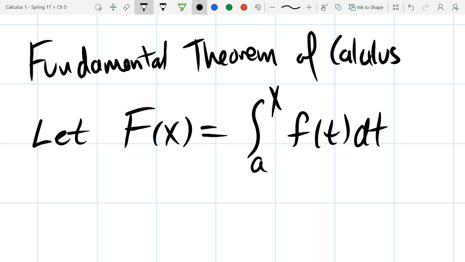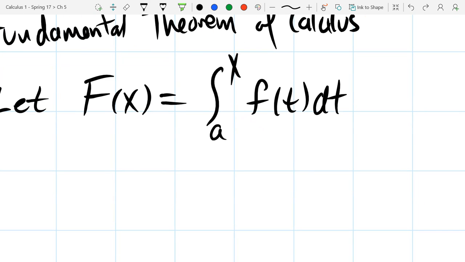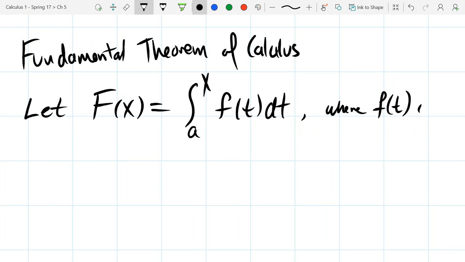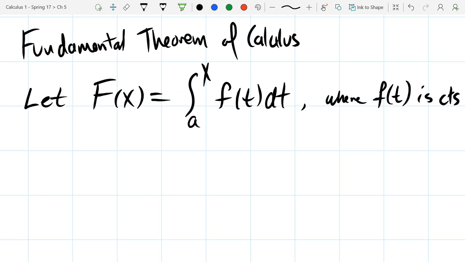The reason I'm using t's instead of x's on the inside is because I want to only use x's outside of the integral. And I also need this little f function to be continuous. So we're going to let F of x equal this, where little f of t is continuous. And now, like everything else we do, we're going to take a derivative. Although this is weird, we're going to take a derivative of an antiderivative.